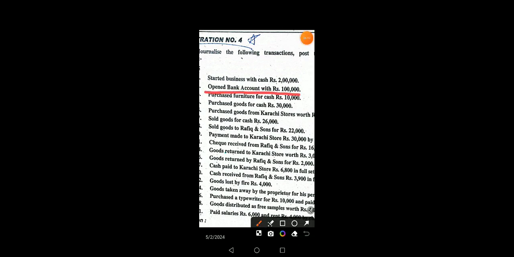This is your second entry: opened bank account. So what you are doing, you have opened a bank account. How will you open the bank account? By depositing cash. So 1 lakh rupees has been deposited, with which you have opened your bank account. When you open your bank account, cash will be going out. Cash is your asset, cash in hand is decreasing, and a decrease in asset should be credited, so you will mention cash on the credit side as cash is going out.